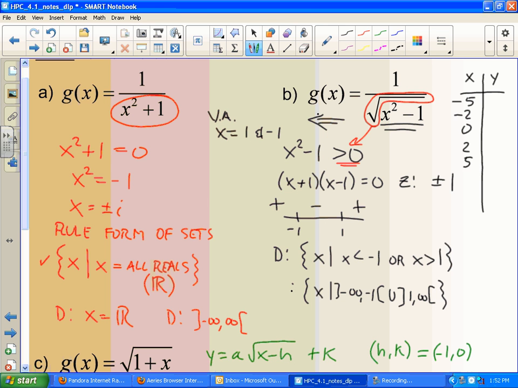So -5 squared is 25, 25 minus 1, square root of 24 is going to be just shy of 5. So 4 point something, and it's 1 over 4 point something. I'm just going to say 0.2 blah, blah, blah. And then if you put a 2 in there, 4 minus 1 is 3, and square root of 3 is 1 point something, and 1 over 1 point something is just shy of 1. So some .9 something or other.